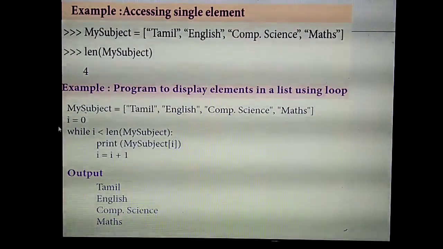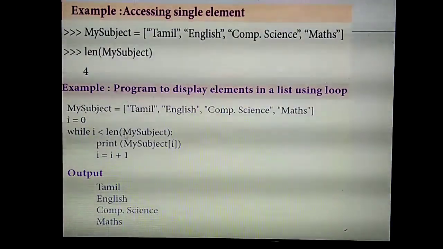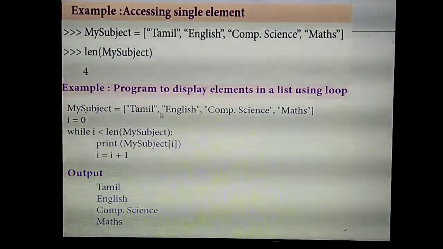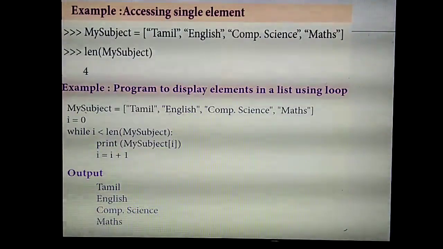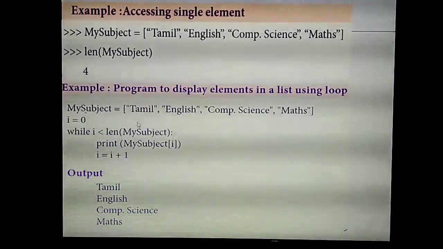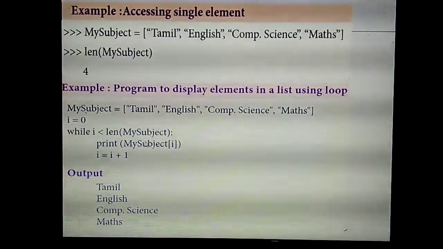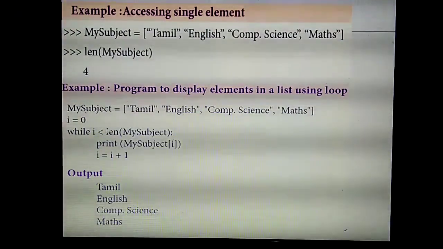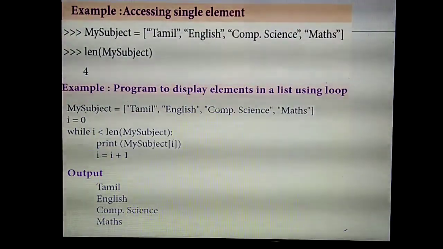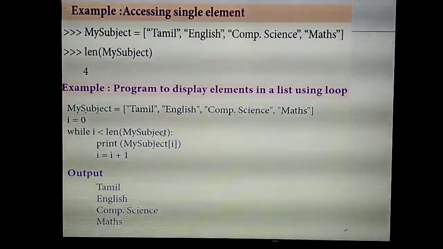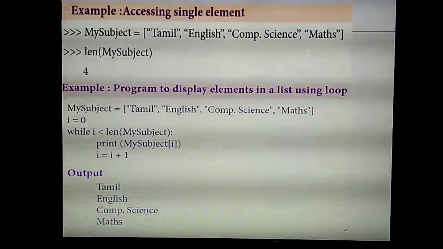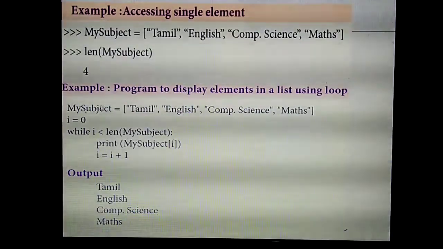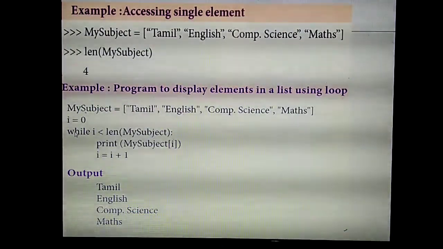What's the name of the list here? my subject. So the length of this list. What's the meaning? In the list, how many elements will be there? 1, 2, 3, 4. So till 4. Okay, understand? i less than the length of the list. So if the condition is true, what do I need to print? Print of the list my subject of this index value.